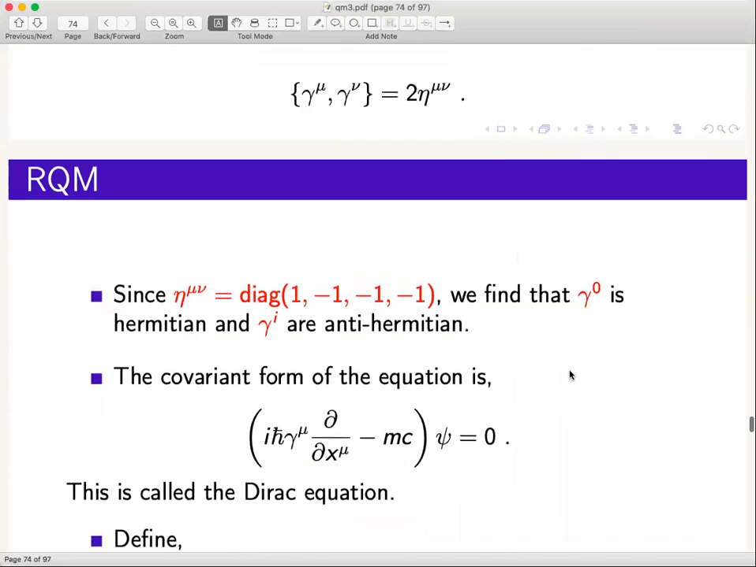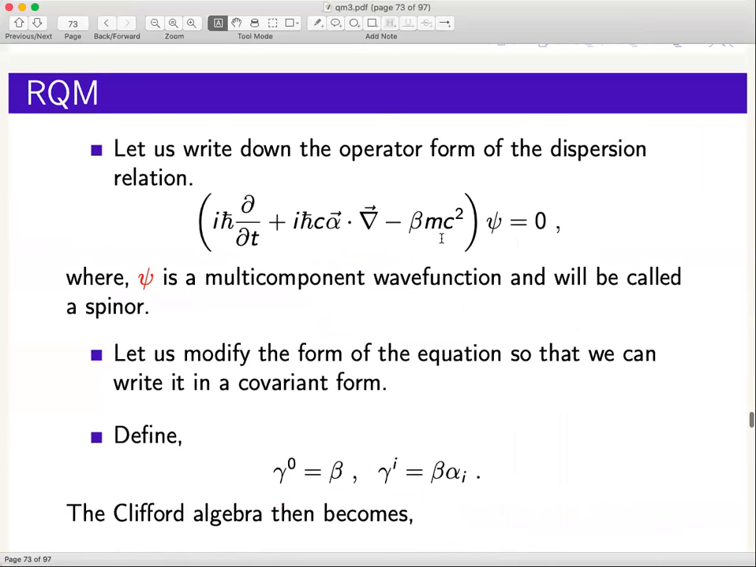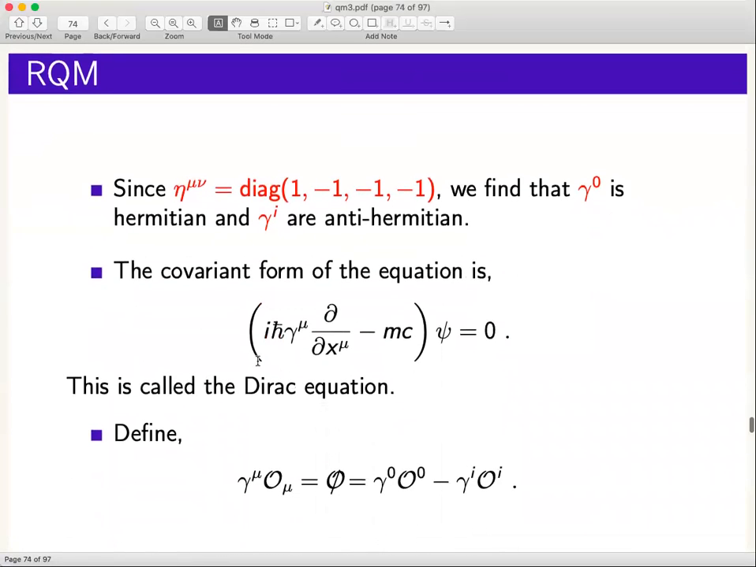But once you do that, then you can write down this equation in a covariant form, and it takes the form like iħ γ^μ ∂_μ, or ∂/∂x^μ, minus mc, acting on ψ, equals 0. Okay, and this is what is called the Dirac equation. Well, the previous one was also the Dirac equation, just that this is in the covariant form.